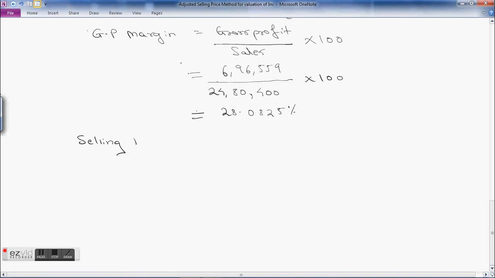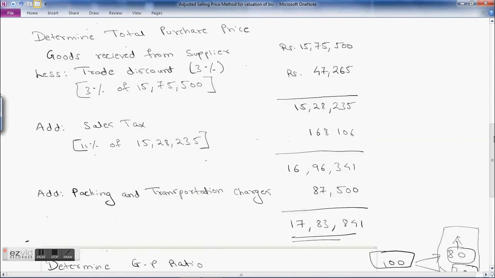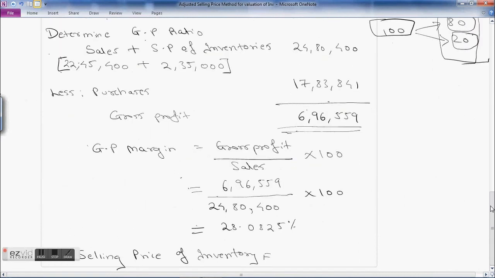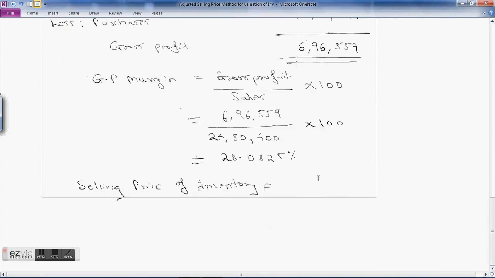Now let's calculate historical cost of our closing stock. So selling price of inventory. How much is the selling price of inventory that is given? Selling price of inventory is 2,35,000. Correct? Less, we have to reduce the gross profit margin to arrive at a cost.